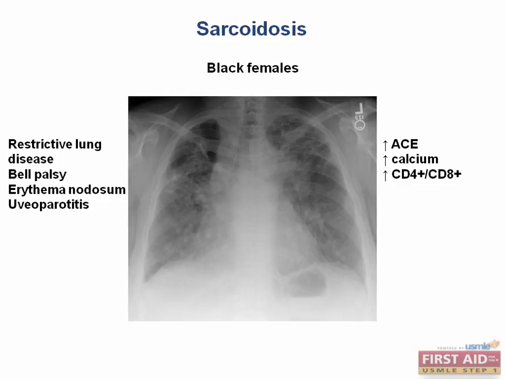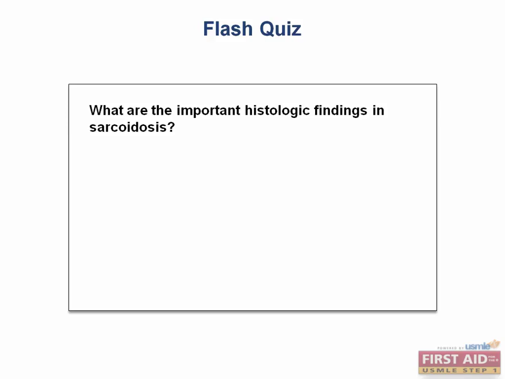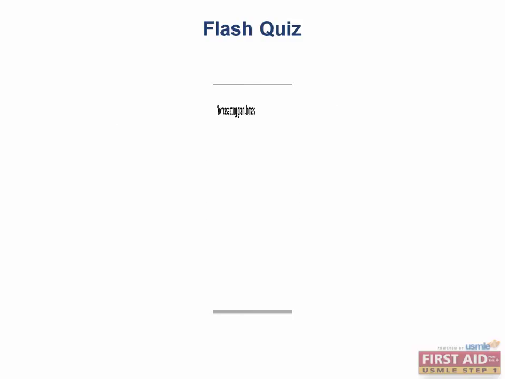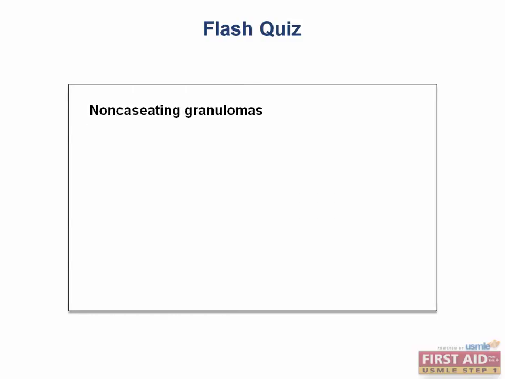The management for sarcoidosis is admittedly very complicated, but what you should know is that patients who do appear to require acute treatment often benefit from steroids. Flash quiz. What are the important histologic findings in sarcoidosis? Non-caseating granulomas.